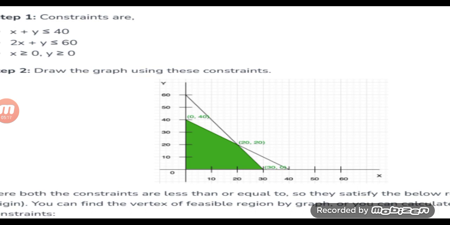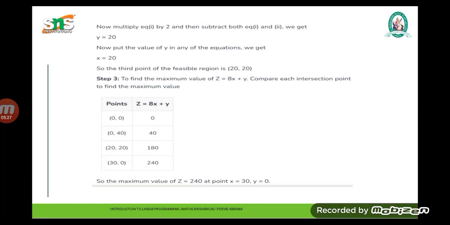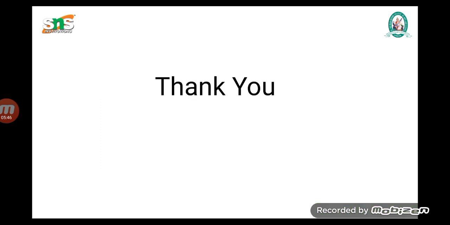By plotting this, I have marked the corner points of my feasible region. So my corner points are 0 comma 40, 20 comma 20 and 30 comma 0. By substituting in my z value, I will get the maximum value as 240 at the point x equals 30 and y equals 0. This is how we calculate the maximum z by using the graphical method. Thank you.